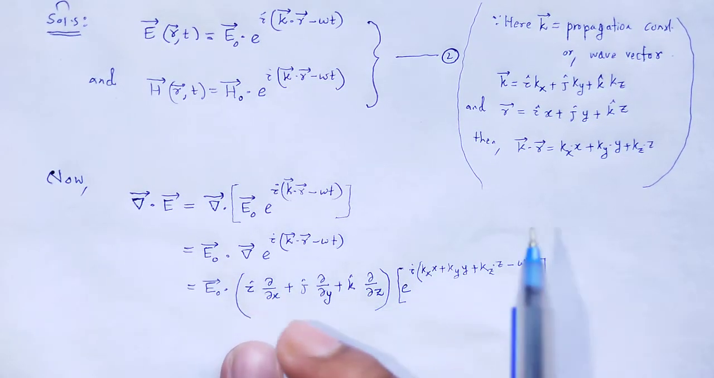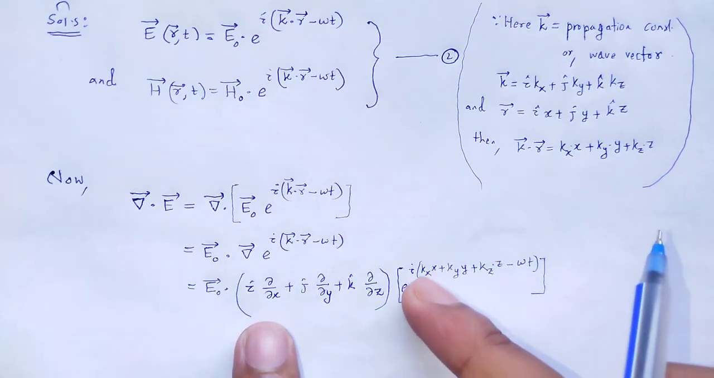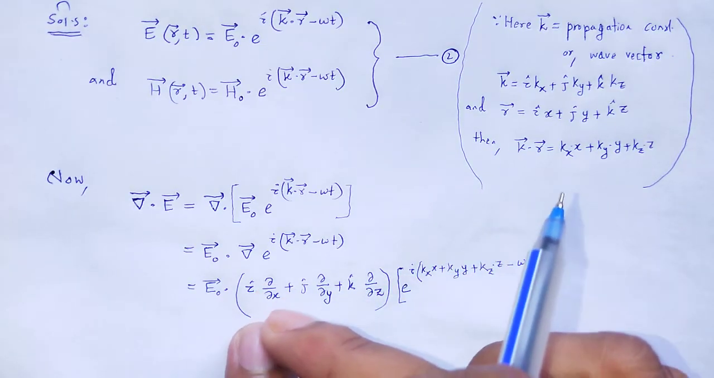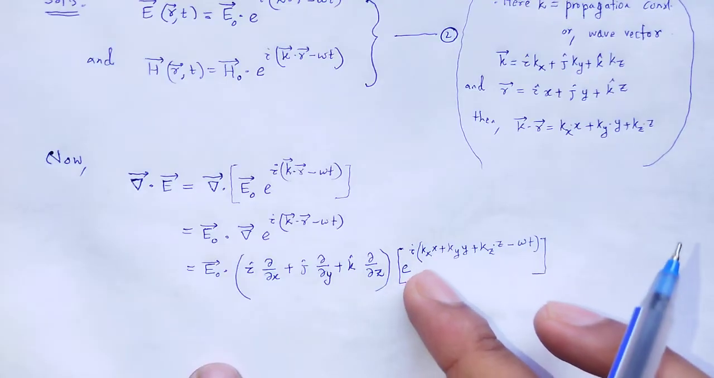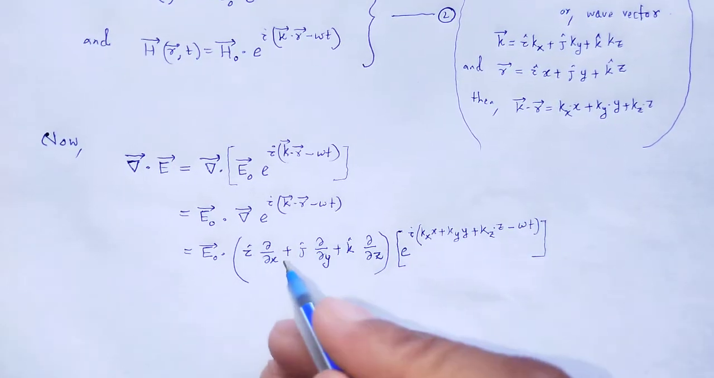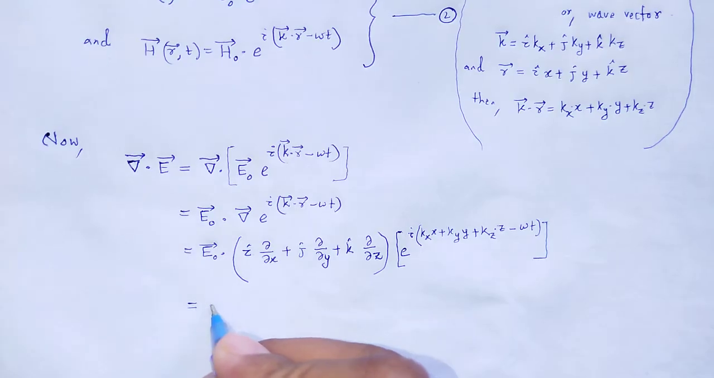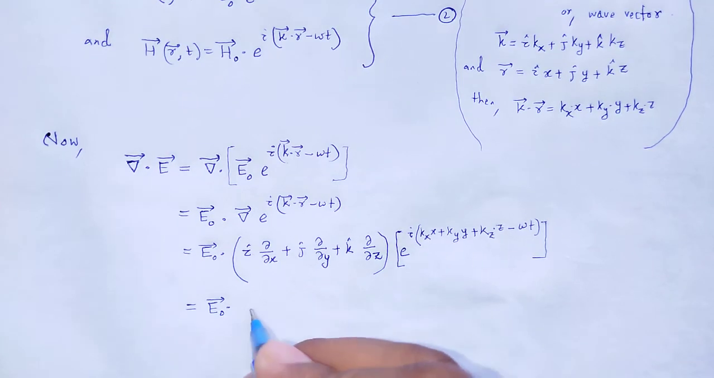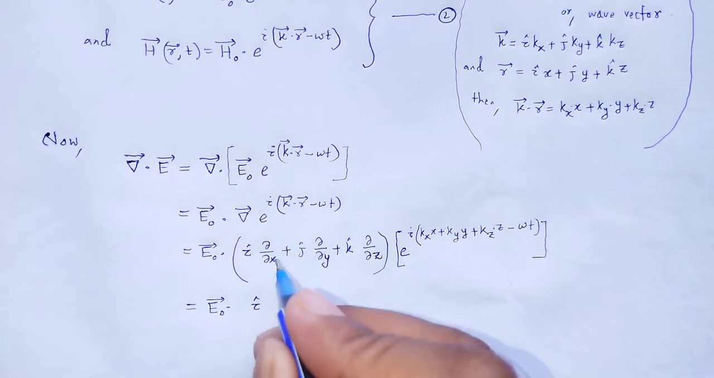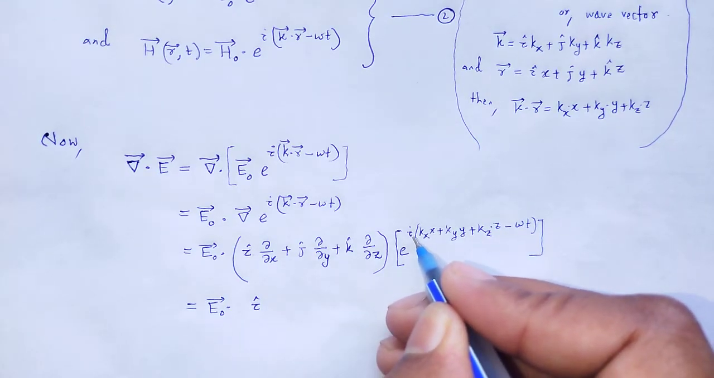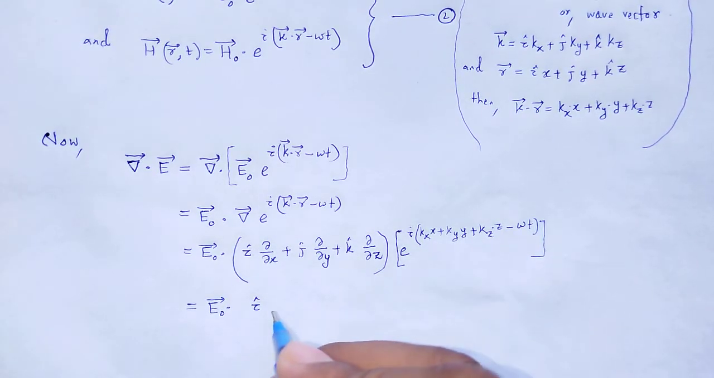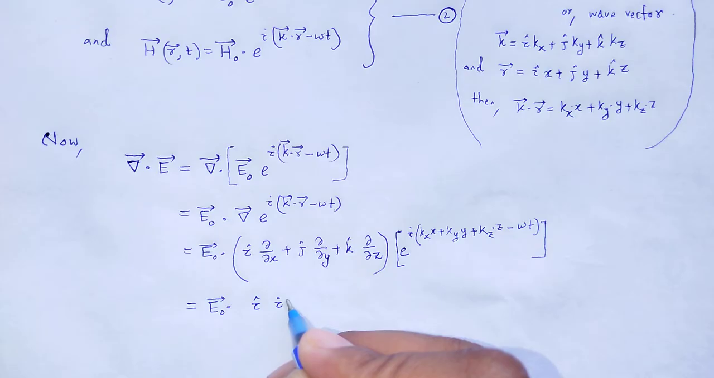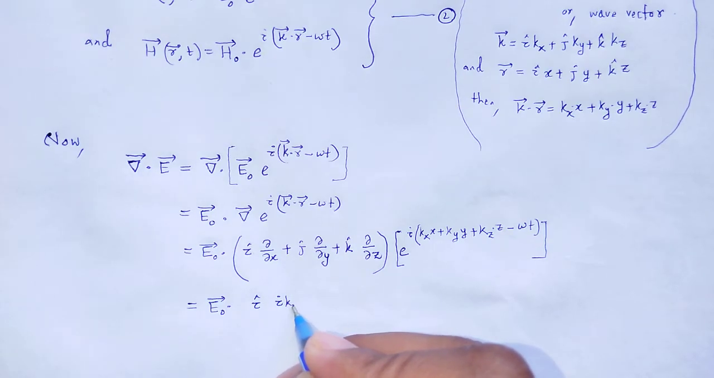i cap del by del x of e to the power i something. That term then is differentiated with respect to x. So, we obtain overall that term as common, and differentiating it we have E naught vector. When differentiating it we have i cap for del by del x, i into kx, that is i kx.